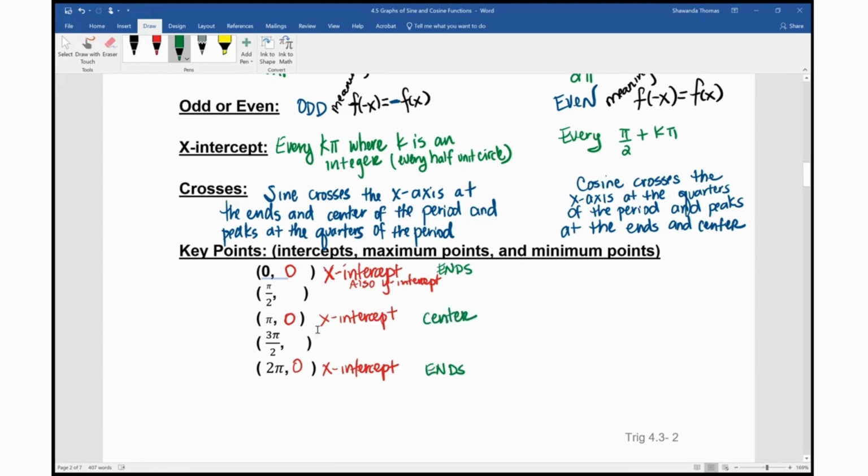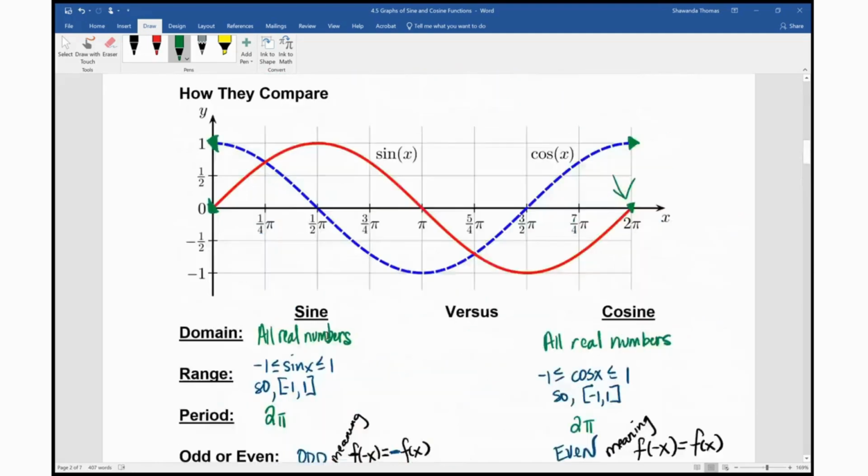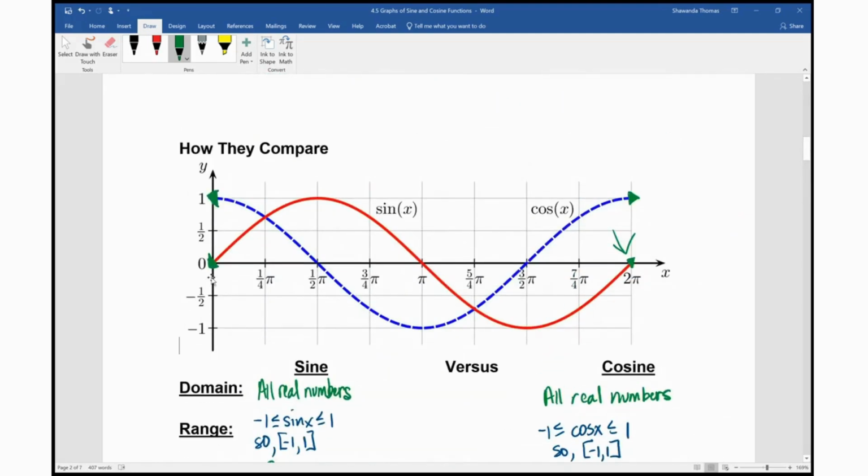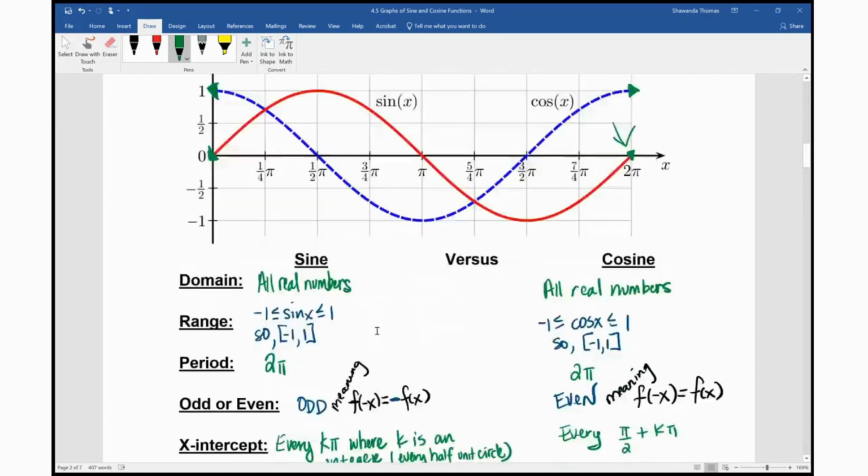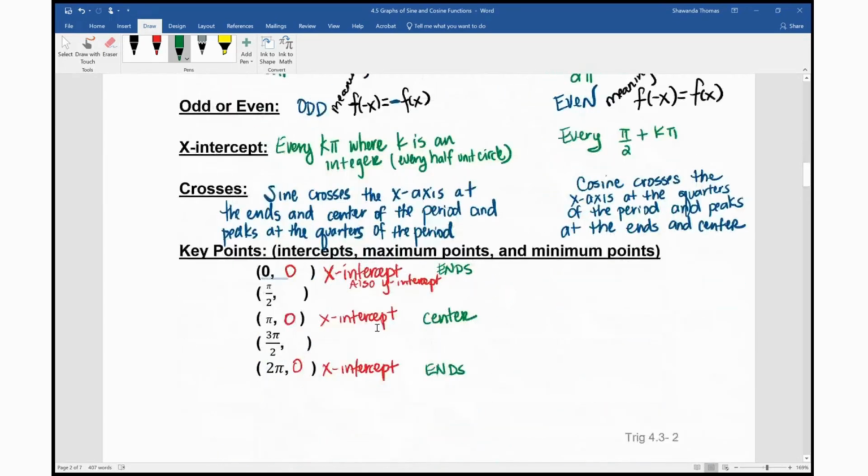All right, let's talk about what's the maximum point for sine. Pi over 2, and what else? 1. That's the maximum. All right, notice that that's at the quarters. And 3 pi over 2, what is our minimum? -1. All right.